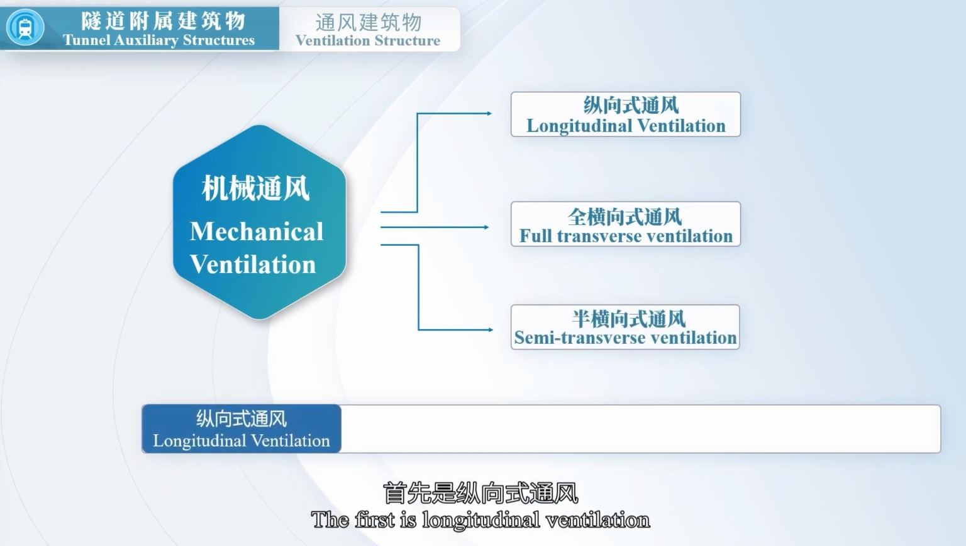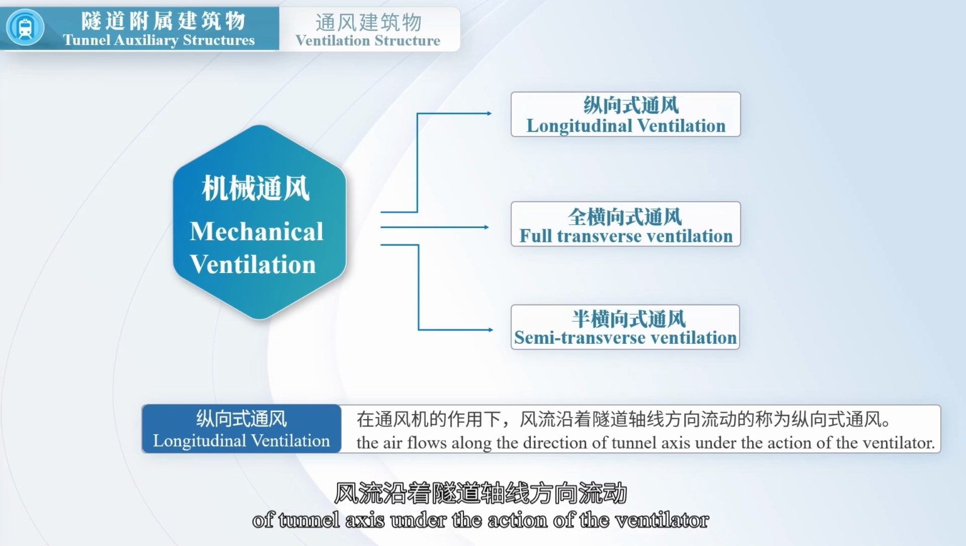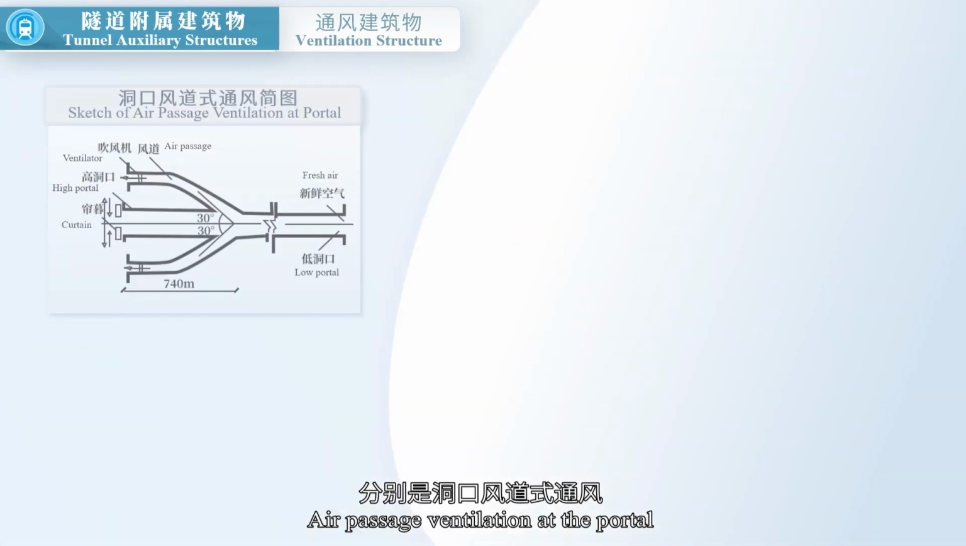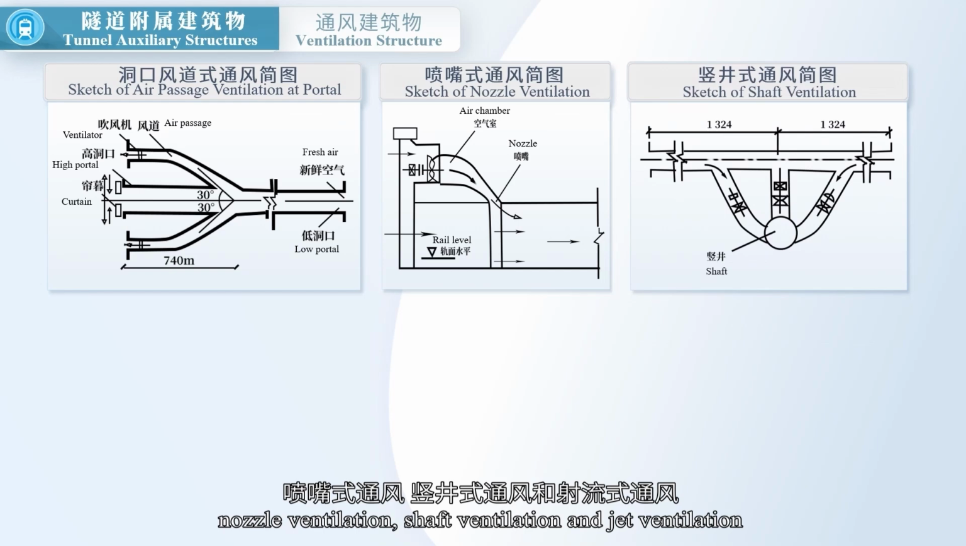The first is longitudinal ventilation. That is, the air flows along the direction of the tunnel axis under the action of the ventilator. There are 4 ways to achieve airflow along the tunnel axis direction: air passage ventilation at the portal, nozzle ventilation, shaft ventilation, and jet ventilation.